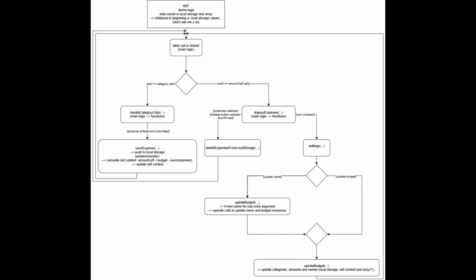Quick heads up, while making this graph I realized that the basic structure of the control flow seems to make sense. If you press on the left cell of a category, you can enter an expense. If you press on the right cell, you can view your expenses and delete them. If you then press the settings button, you can change the category budget and name separately.